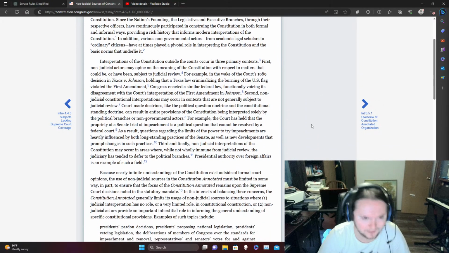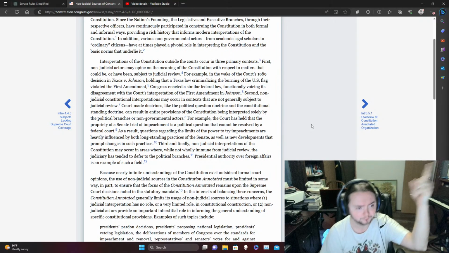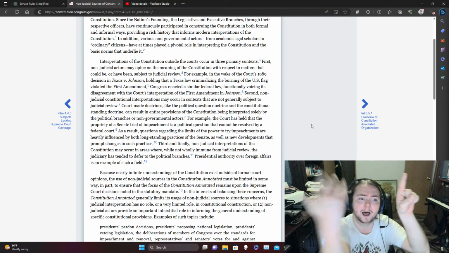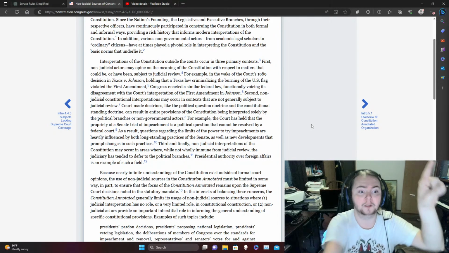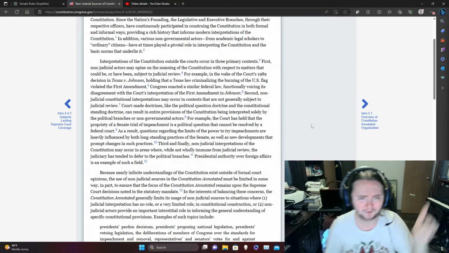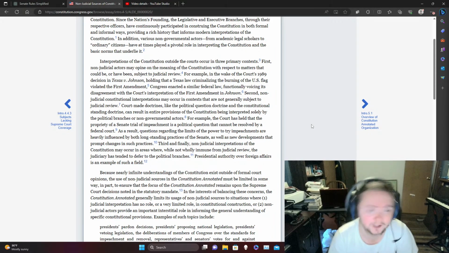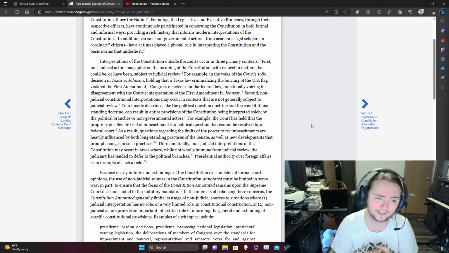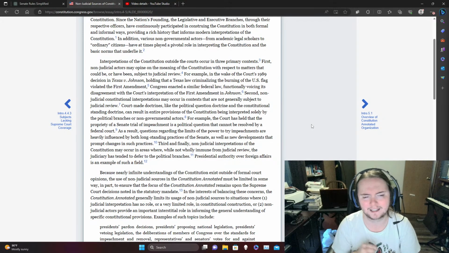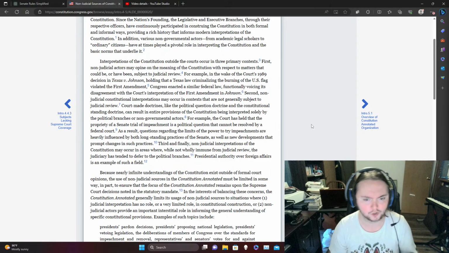Interpretations of the Constitution outside of the courts occur in three primary contexts. First, non-judicial actors may opine on the meaning of the Constitution with respect to matters that could be or would have been subject to judicial review. For example, in the wake of the court's 1989 decision Texas v. Johnson, holding that a Texas law criminalizing the burning of a U.S. flag violated the First Amendment, Congress enacted a similar federal law, functionally voicing its disagreement with the court's interpretation of the First Amendment in Johnson.